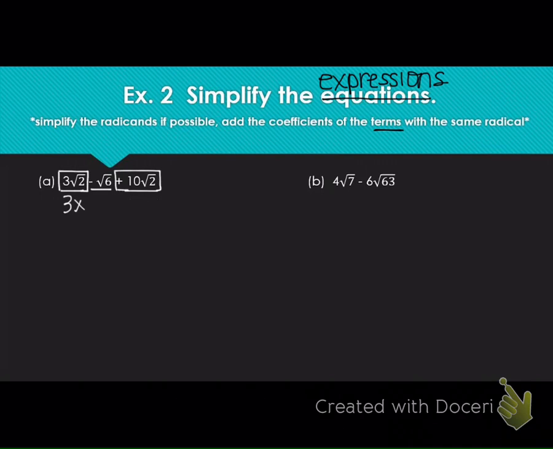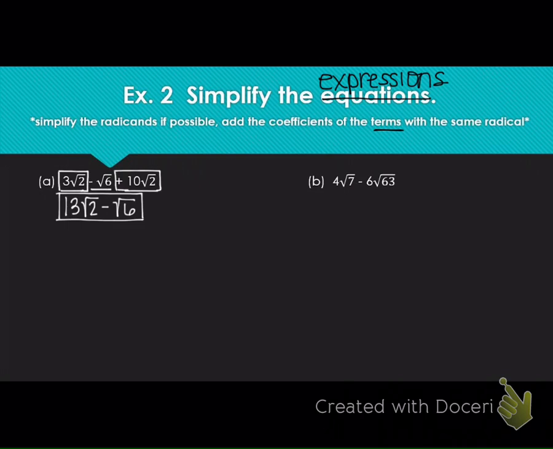We're going to add the coefficients, which obviously are 3 and 10, and that gives us 13. We're going to leave the radical piece alone. It's still going to be the square root of 2. So 13 times the square root of 2, bring down the minus the square root of 6, and then we ask ourselves, are there any more like terms? No, this is a square root of 2 and a square root of 6. They do not have the same radical part, so they are not like terms. So our final answer is 13 times the square root of 2 minus the square root of 6.